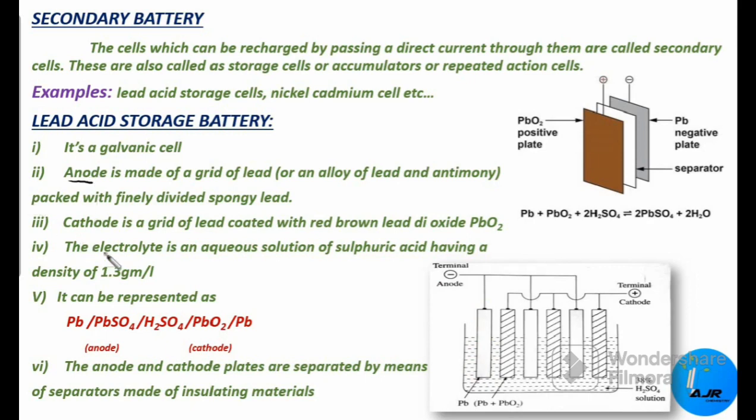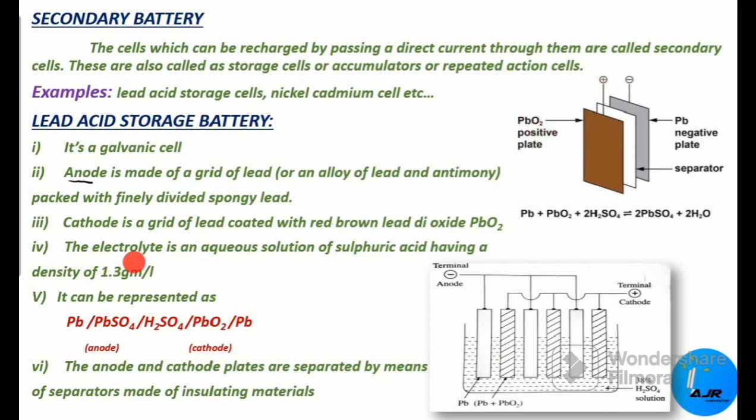The cathode is a grid of lead coated with a reddish brown lead dioxide, PbO2. This acts as the cathode. So the anode is made up of Pb and the cathode is made up of PbO2. Understood?